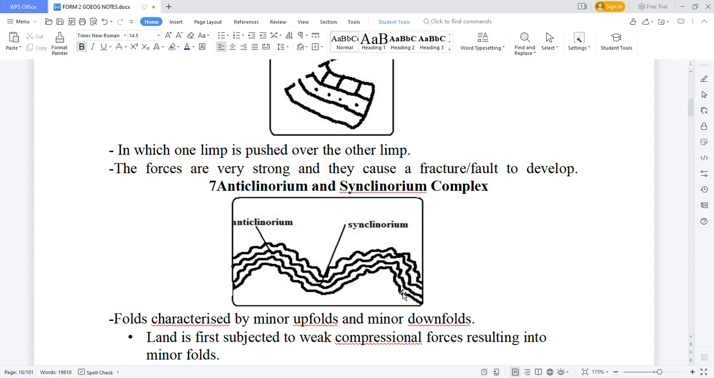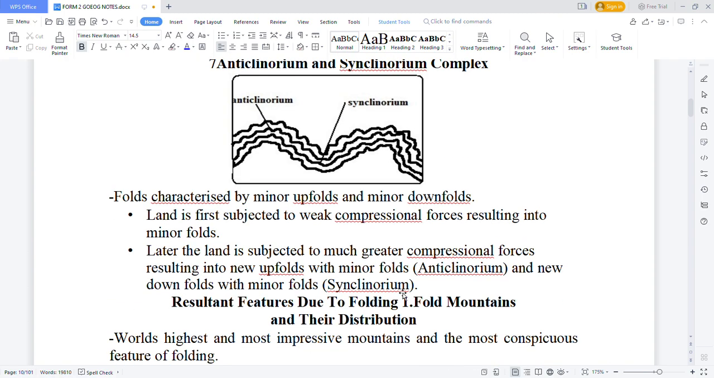Then we have anticlinorium or synclinorium complex folds. They are characterized by minor upfolds and minor downfolds. The land is first subjected to weak compressional forces resulting in minor folds. Later, the land is subjected to much greater compressional forces resulting in new upfolds with minor folds and new downfolds with minor folds.